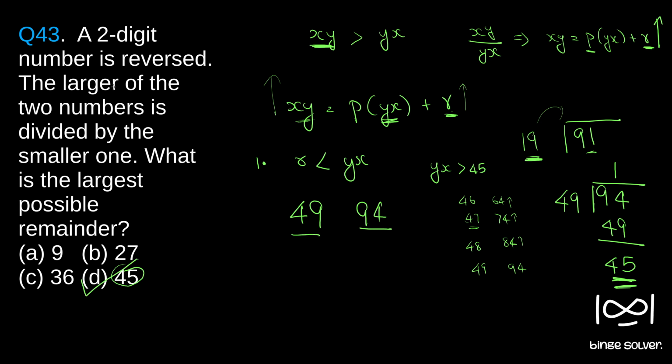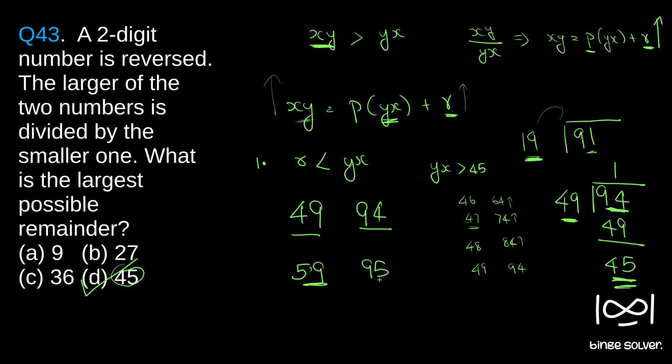We need the largest possible remainder, and 45 is the largest possible remainder we got. Will there be a remainder greater than 45? That is the question. 49 reversal gives 94, and we can think about 95, 96 and so on. So we'll just check one more: 95, so 59 and 95.